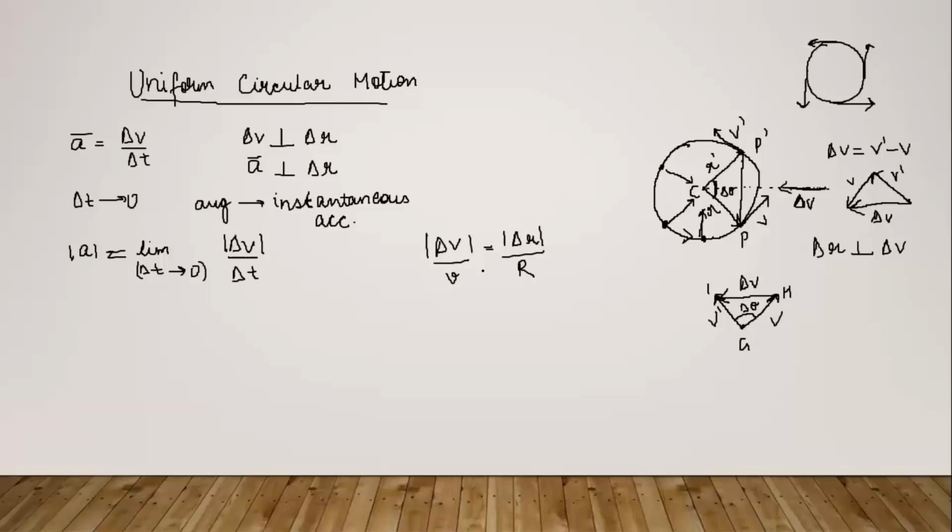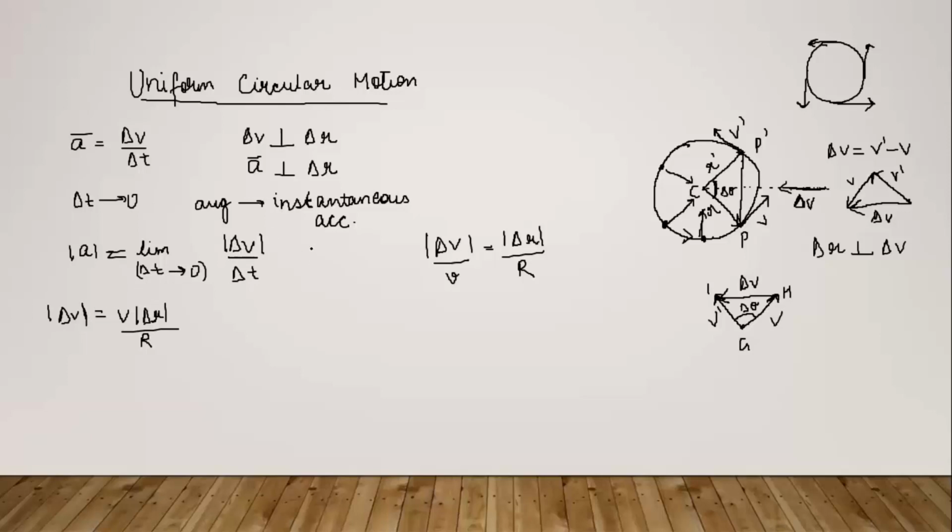This v and R are both constant values because, as we had seen, the magnitude of the velocity is constant, only its direction is changing. So this magnitude is what we are talking about. Now from here we can write mod of delta v as v times mod of delta r by R. As we had seen, acceleration, in the limit delta t tending to 0, is delta v by delta t. So here we can put this value of mod of delta v.